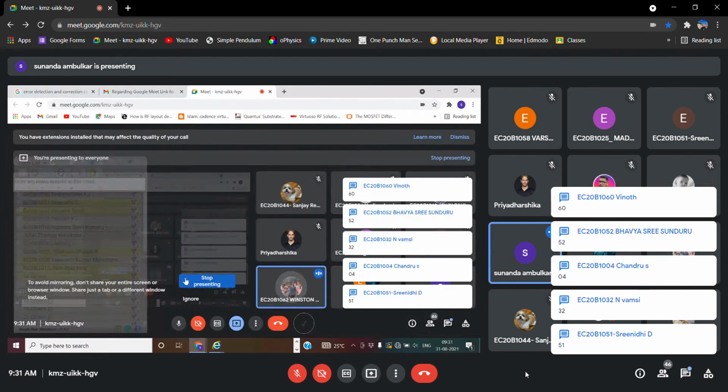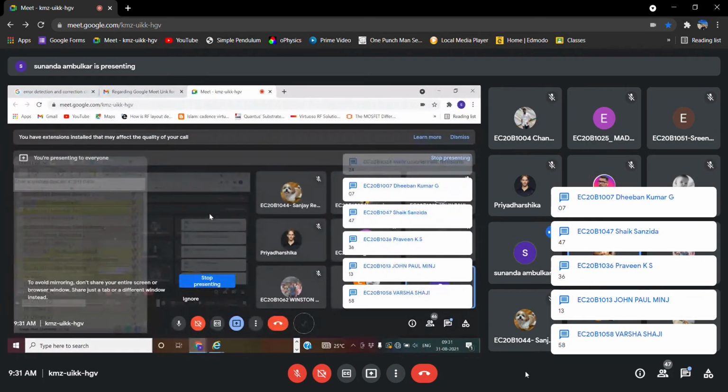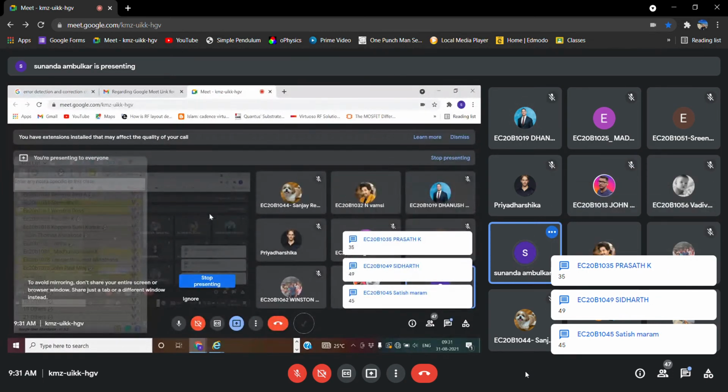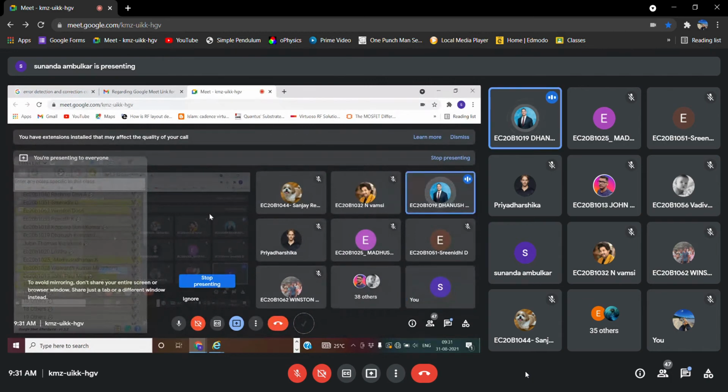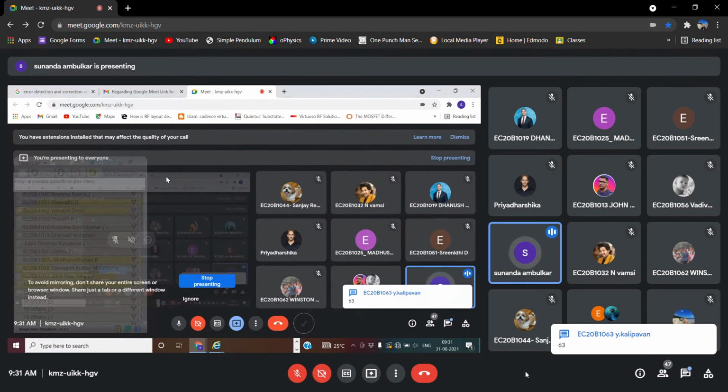Ma'am, 4 NAND gates. Anyone else? Anyone else tried? 1062. Roll number 1062, tell me. 4, ma'am. Okay. Anyone else? 1051. How many NAND gates are required here? 4, ma'am. Okay, so I think it's clear to you all how to implement.